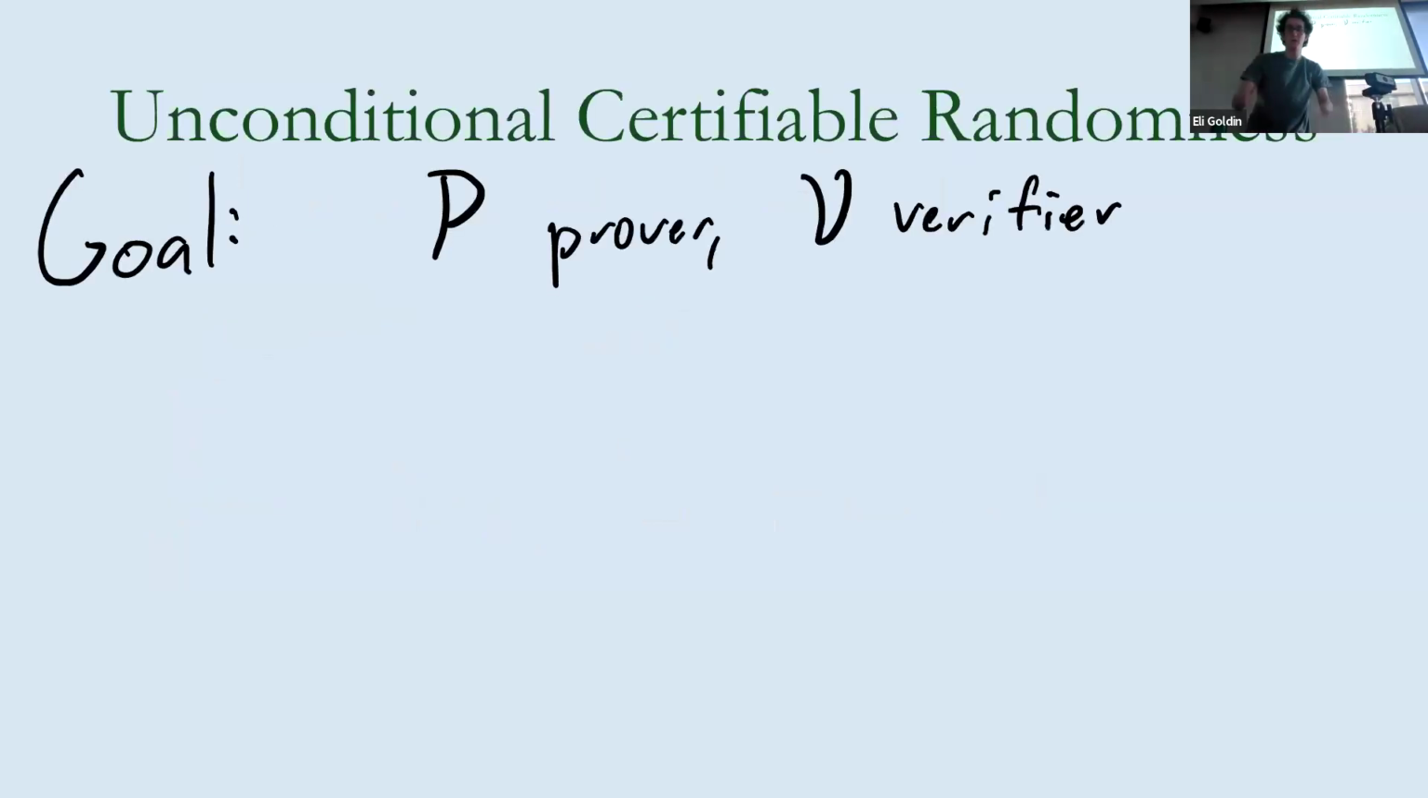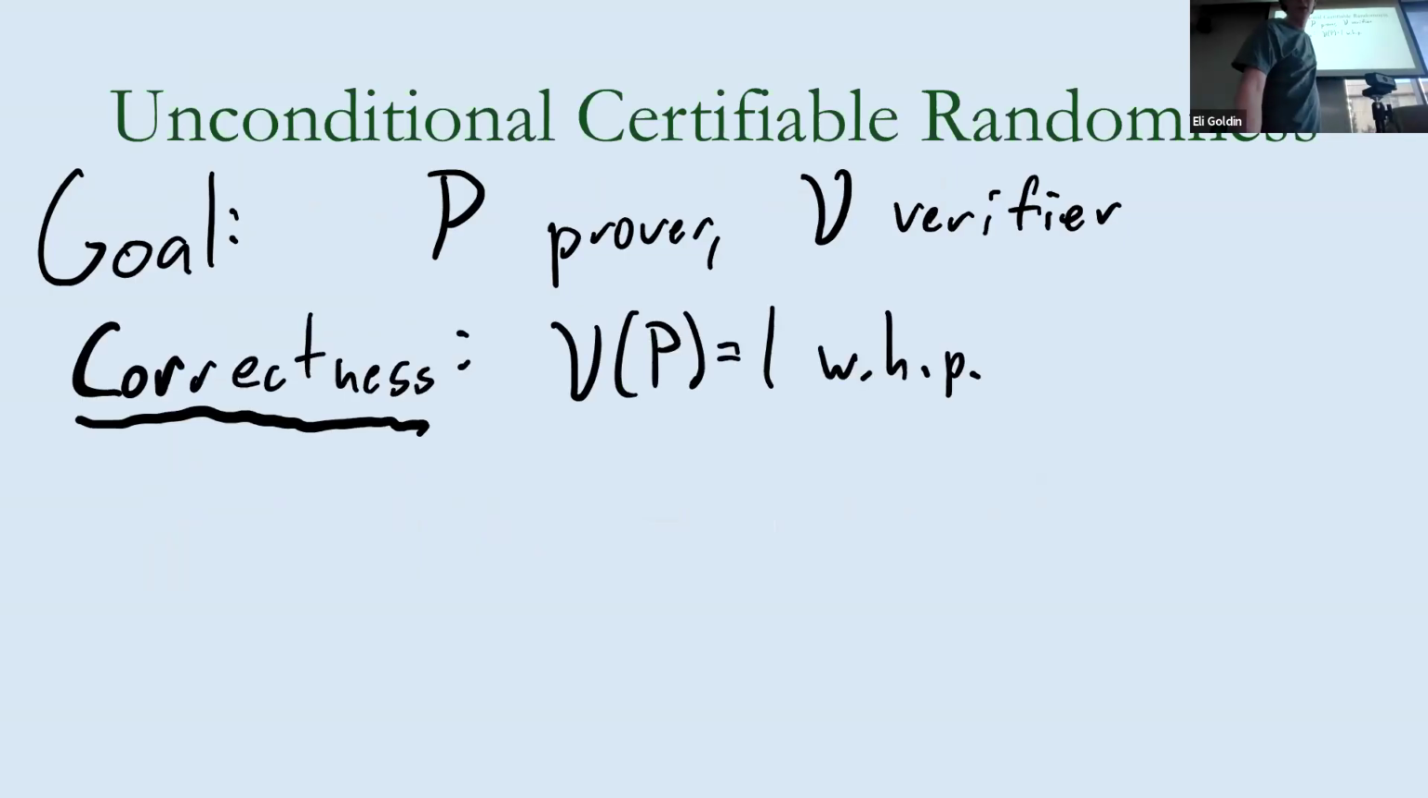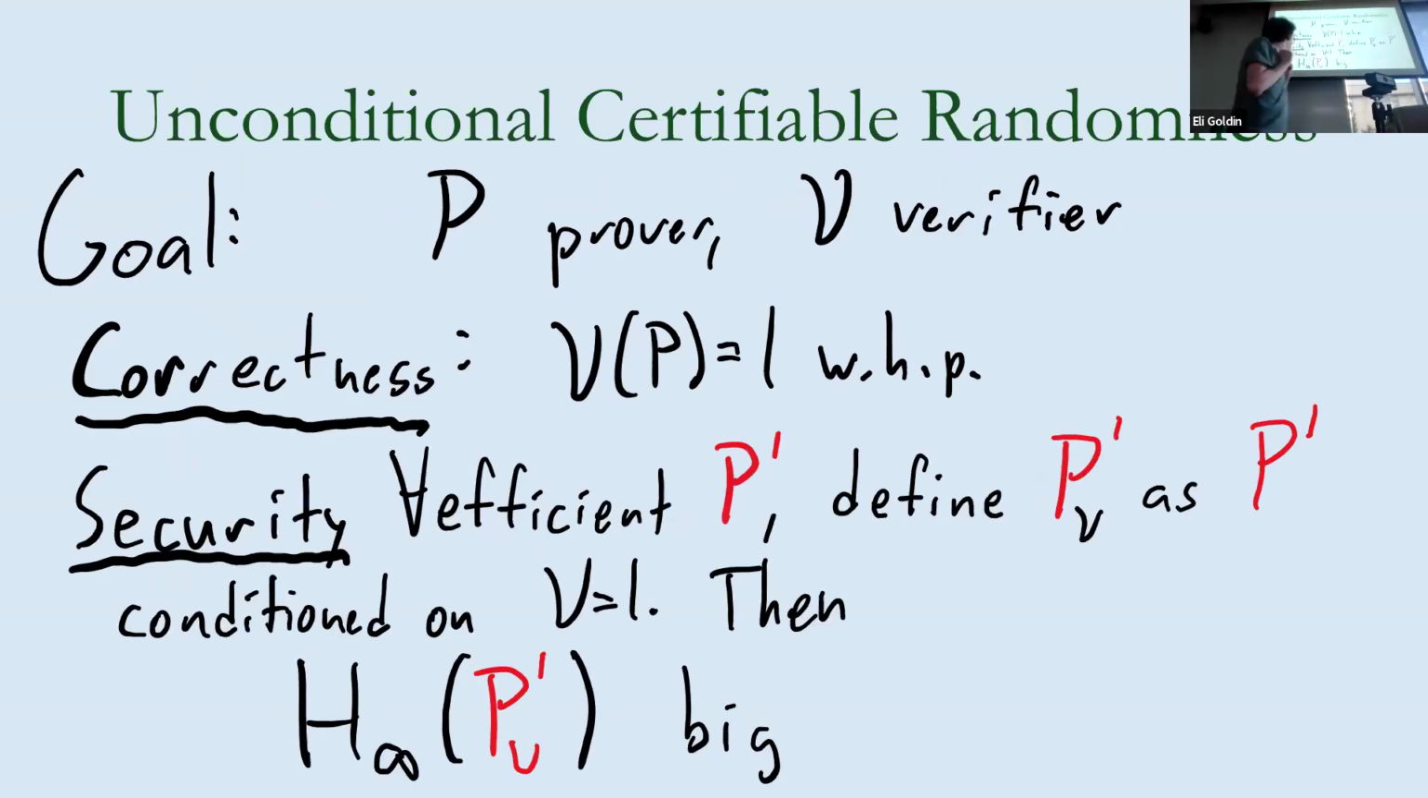Okay. I'm going to first talk about this result on unconditional certifiable randomness. So what is certifiable randomness? This is a protocol whereby we want to test whether we're really given random strings by some prover. In particular, it's a pair of prover and verifier, where the verifier will accept whatever string is output by the prover with high probability. And security says that for any bad prover P prime, the conditional distribution on P prime, conditioned on V succeeding, should have high entropy. That is, the verifier accepting implies that whatever it's accepting is random.